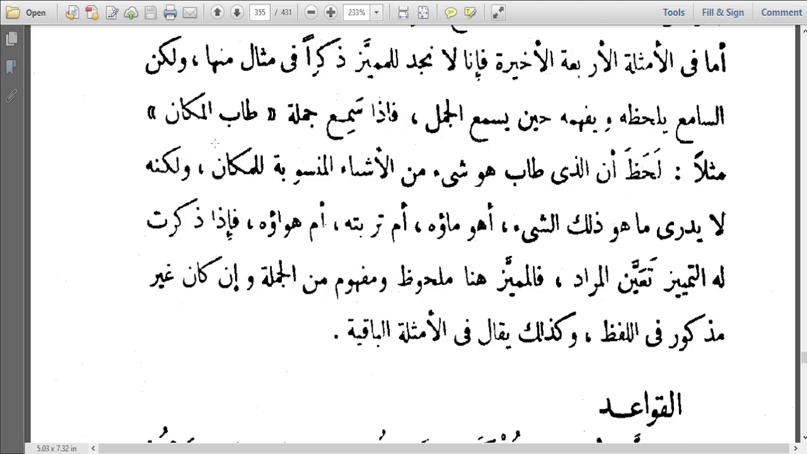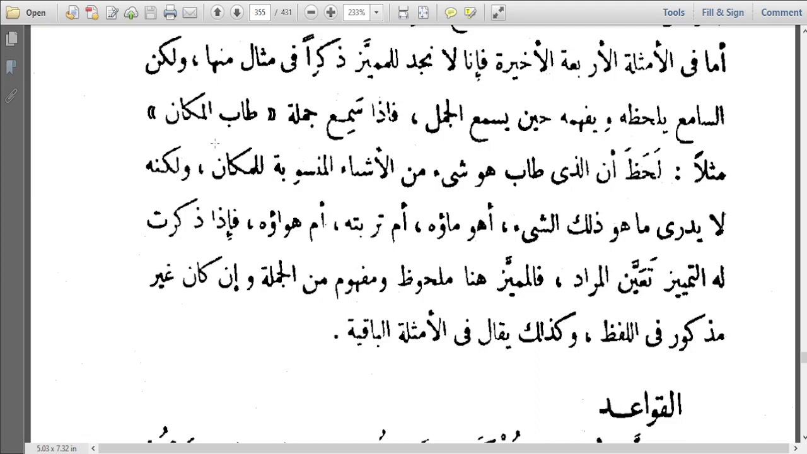ولكنه لا يدري ما هو ذلك الشيء. So when you tell me طاب المكان, I know that the place has become nice, but it is something that has become nice about the place and made the place nice. Okay, but I do not know what specifically. أي لا يدري ما هو ذلك الشيء بالتحديد. The person doesn't know what it is actually. أهو ماؤه, is it the water of the place? أم تربته, or the sand of the place? أم هواؤه, or is it air?